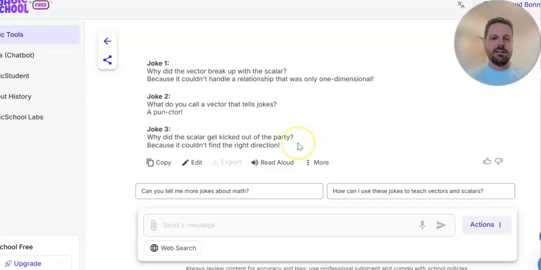So AI is not sophisticated enough to be telling jokes very well, so that's okay.